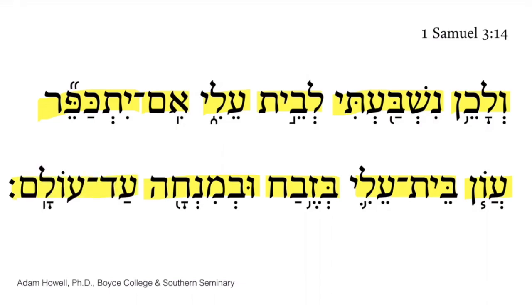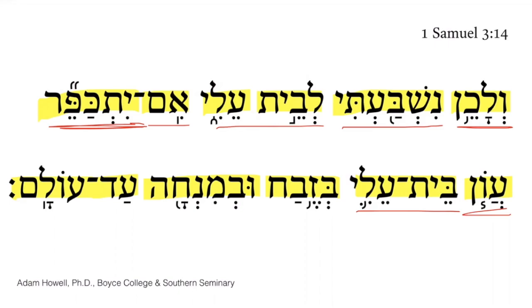Now, for an overall translation of this before we get going, we have: and therefore I swear to the house of Eli, if the iniquity of the house of Eli will not be atoned for by sacrifice or by offering forever. Now, that may sound a bit odd at the moment, but let's begin to iron it out.